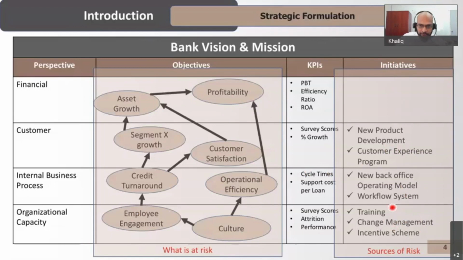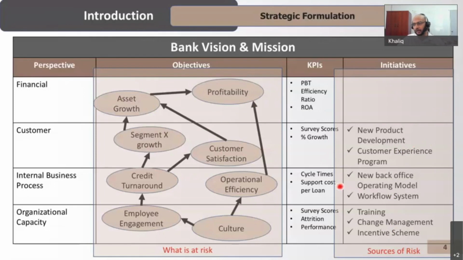So here's where this fits into the strategic risk context. Your strategic objectives are the things that are at risk, because all of these things link to profitability and ultimately capital gains or capital erosion in the bank. So these represent the things that are at risk, your strategic objectives. And on your right-hand side, we have the initiatives, and these are the sources of risk.